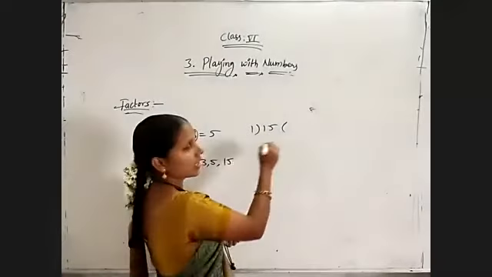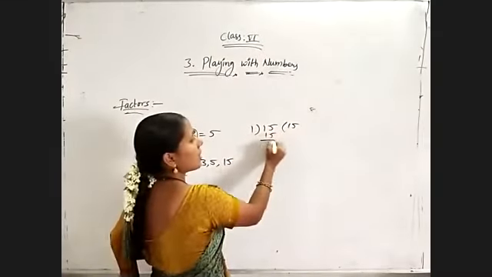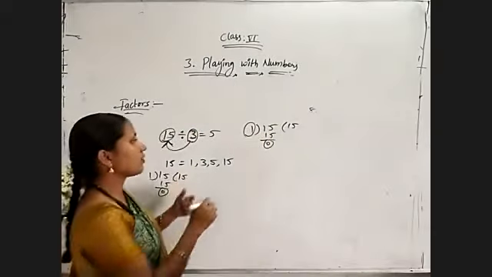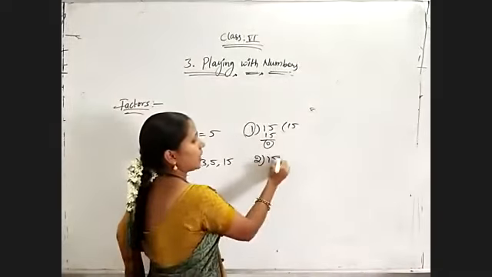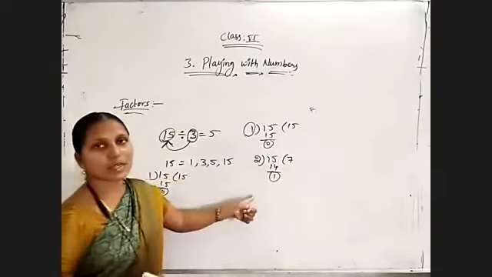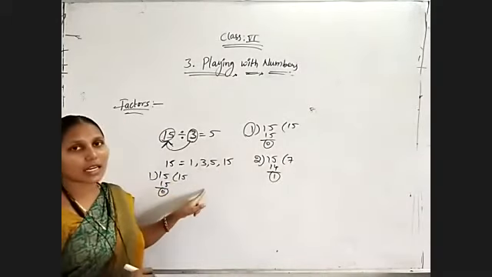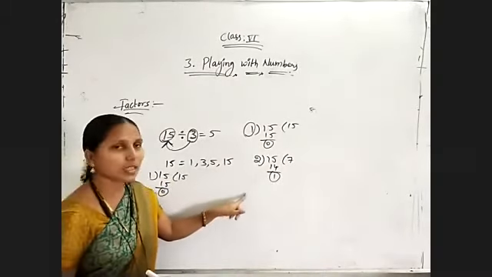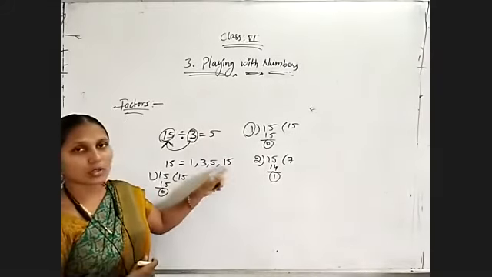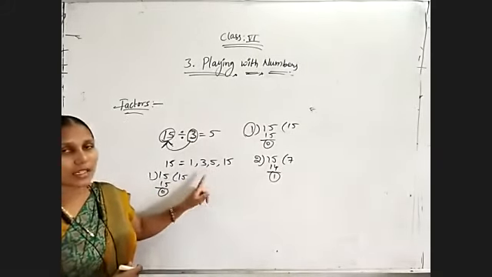or not, I am checking. Because it is divisible by 1 exactly, 1 is called its factor. And check for 2, 15: 2 sevens are 14, remainder is 1. So it is not divisible by 2. That means 2 is not a factor of 15. Check with 3 and 5: they exactly divide 15. So 3 and 5 are factors of 15.